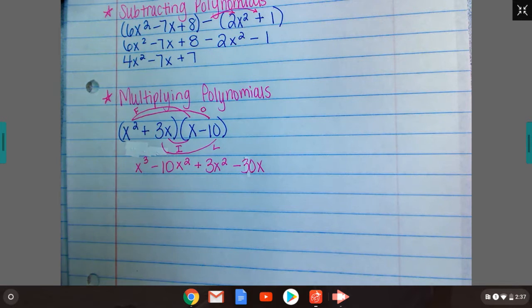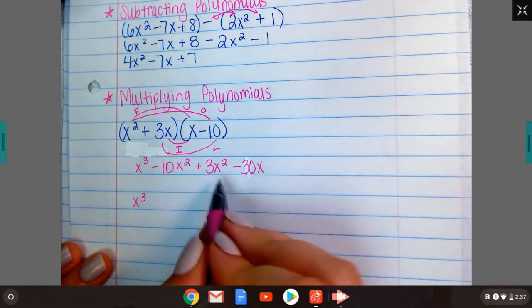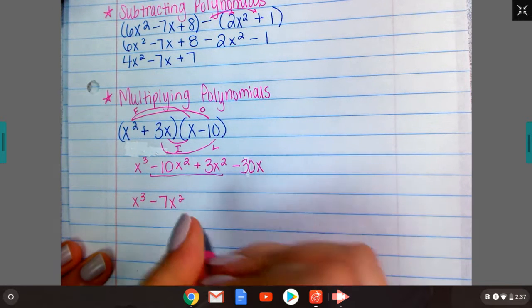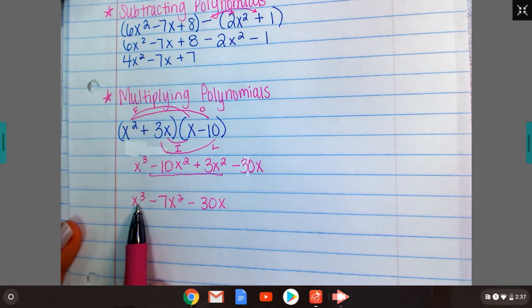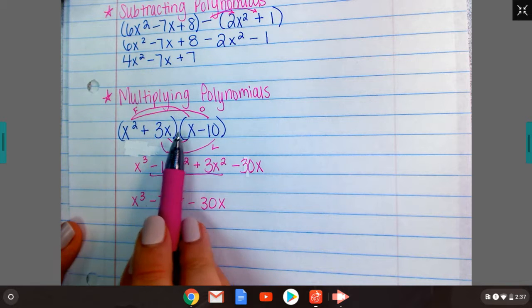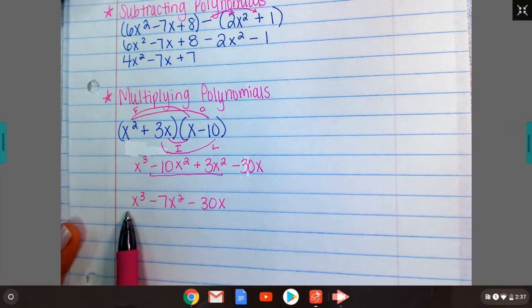All right, so this looks good. Any simplifying we can do, let's do it. I see these two terms here we can combine, so let's rewrite it as negative 7x squared for this middle piece. And notice our final answer here is degree 3. That's what I expected. I started with the quadratic times a linear, a degree 2 times a degree 1, and I got a cubic out, degree 3.